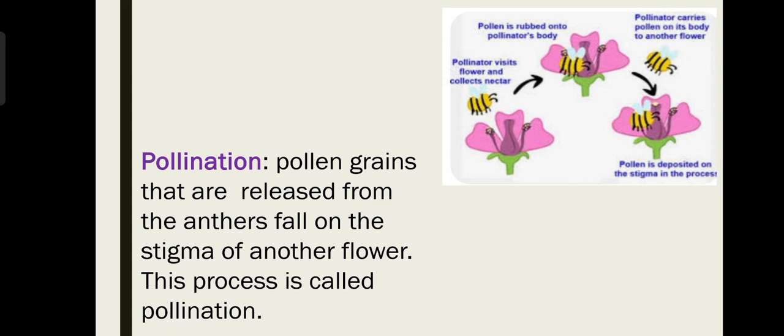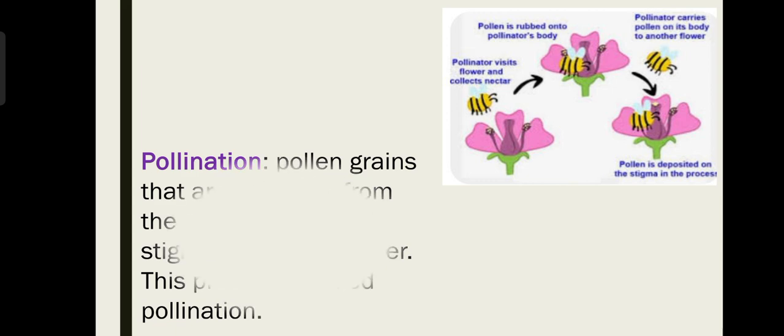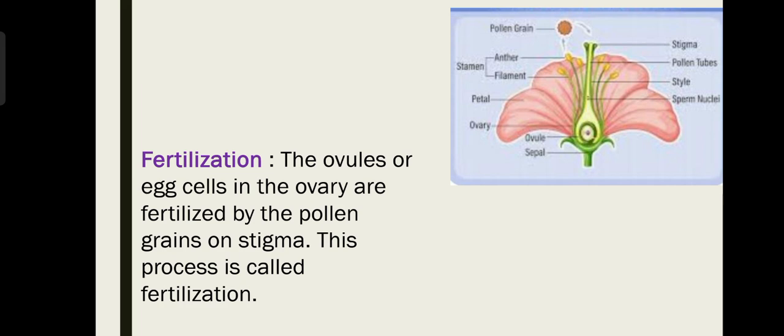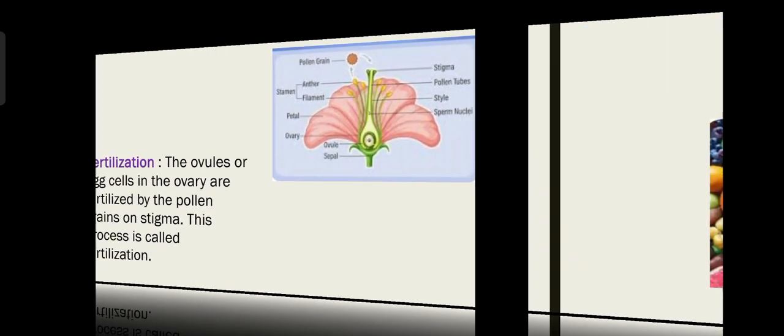Pollination. Pollen grains that are released from the anthers fall on the stigma of another flower. This process is called pollination. Fertilization. The ovules or egg cells in the ovary are fertilized by the pollen grains on the stigma. This process is called fertilization.